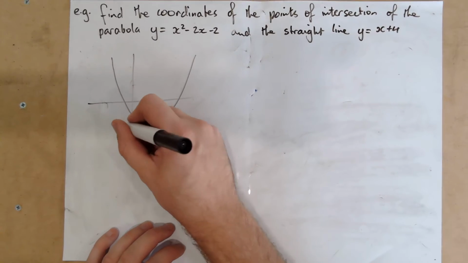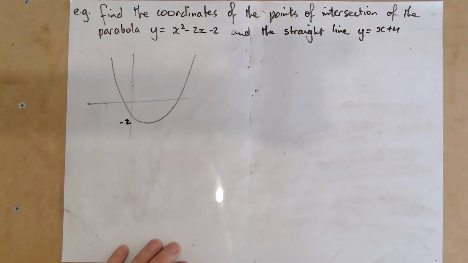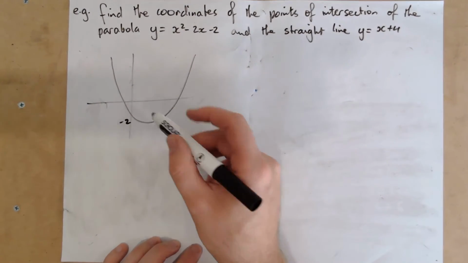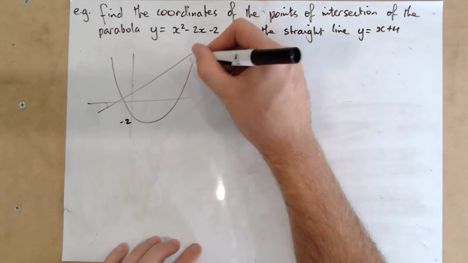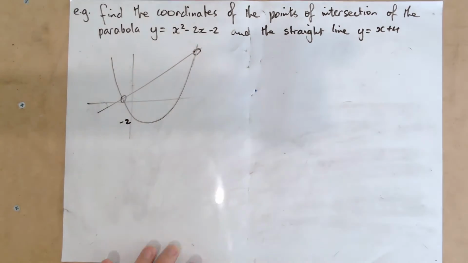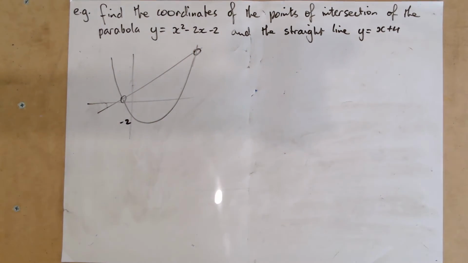We know we go through negative 2 for our y-intercept, and then we've got the straight line that is y equals x plus 4. So we're going to do something like this. We're going to intersect, and we're going to intersect. So that's what we're trying to find. We're trying to find those points of intersection.